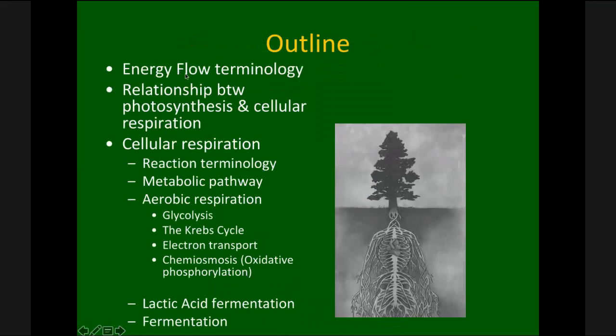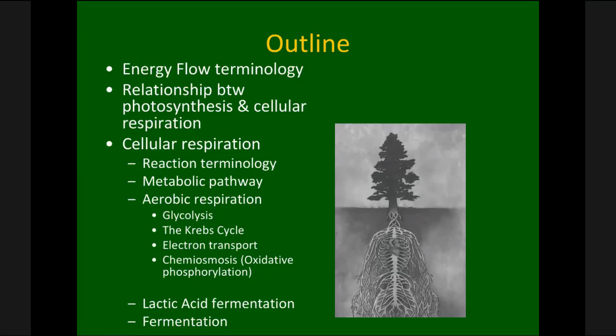So we're going to talk a little bit about energy flow terminology at an ecosystem biosphere level. We're going to talk about the relationship between photosynthesis and cellular respiration, why they're like this. And then I'm going to spend most of our time talking about cellular respiration. We'll talk a little bit about the terminology. You're going to need to be familiar with the metabolic pathway, the chemical equation. And then I'm going to talk about the 1, 2, 3, 4 steps, right? 4 major steps. Keep in mind that there's over 20 chemical reactions that happen.